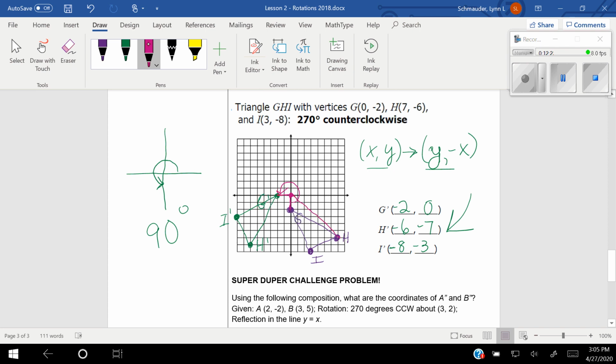So if I go from the center of rotation to the pre-image H and the center of rotation to the image H prime, those things do appear to be congruent, and of course I could easily find out by using the distance formula. And again, it does appear that I have a 270 degree angle. How could I find out? Oh, well, for sure, I could find the slope of those two red segments, right? And if they're negative reciprocals, then I know I have done what I needed to do.